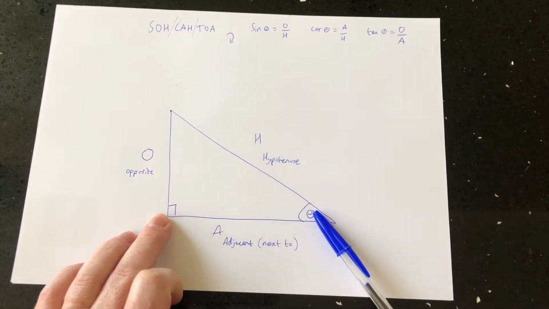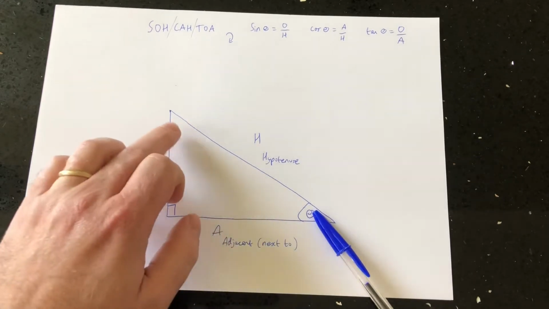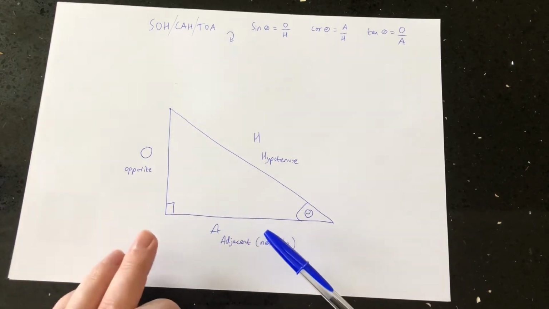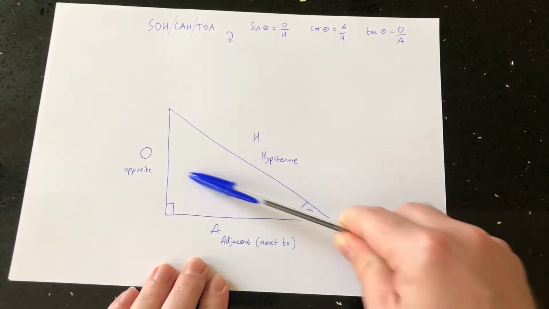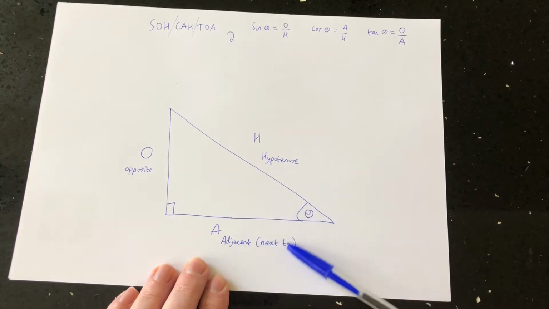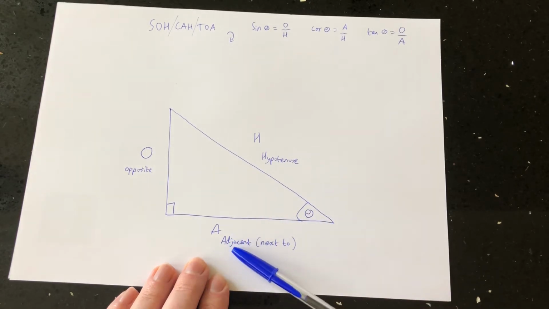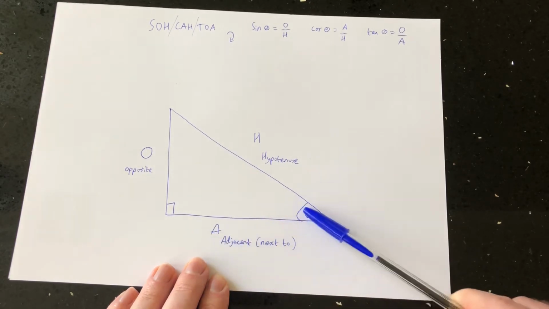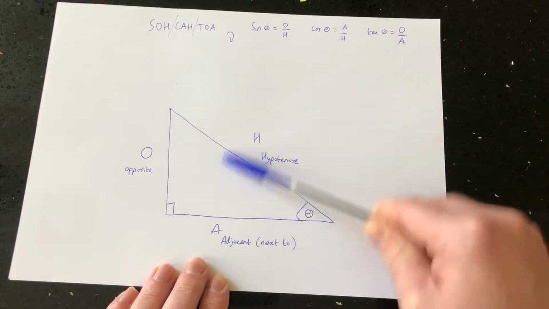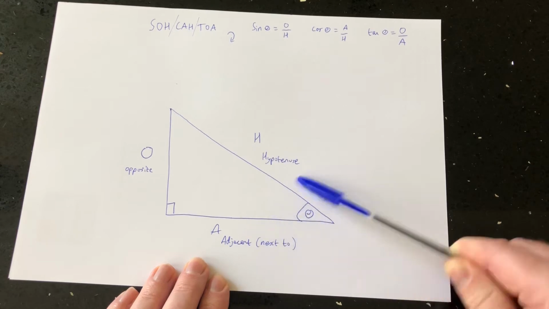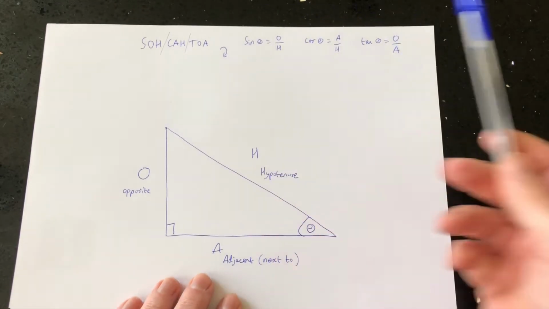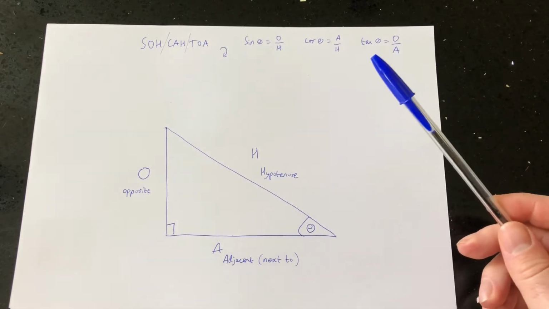Then we have an angle. The angle could be here, or it could be up here, and depending on where it is, these two sides will switch round. Opposite the angle, we have the side called the opposite, and next to the angle, the word is adjacent, which is an A. Obviously this side is also next to the angle, but we know that one is the hypotenuse, so we shouldn't get those two confused.